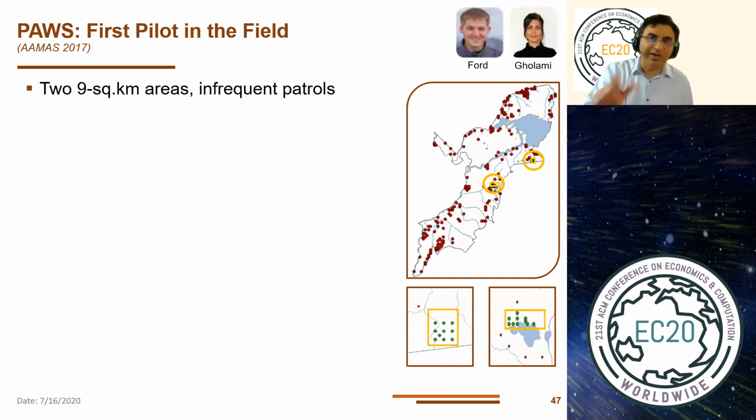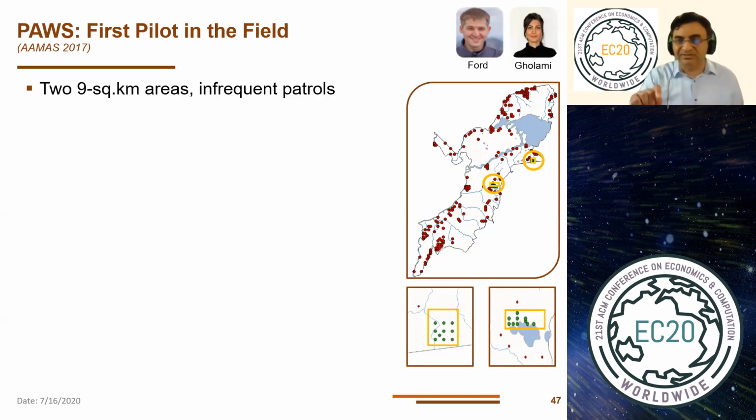We predicted these two 9-square-kilometer areas where there were infrequent patrols. This happened to be one month before an AAMAS deadline, meaning that if our predictions worked out, we would be able to write a paper for AAMAS. If not, no paper. And so we made these recommendations of where they should patrol. You can see these green dots. This is where these don't overlap with the red dots where previously poaching incidents had been found.